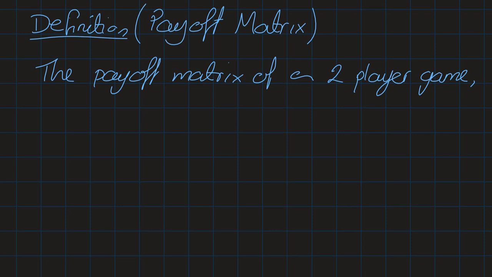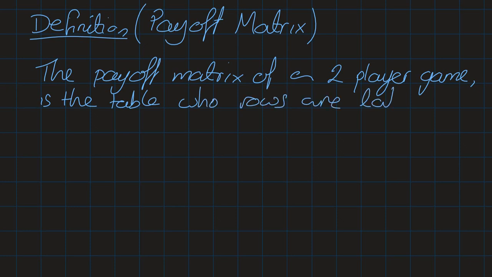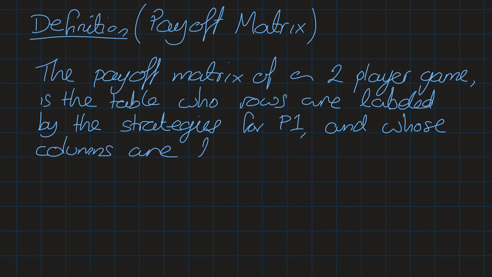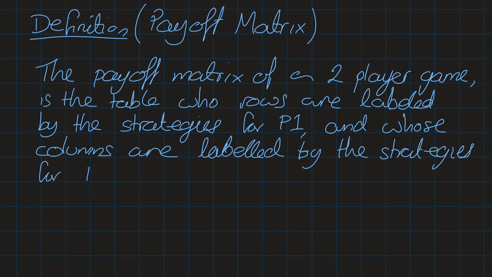So the payoff matrix for a two-player game is the table whose rows are labelled by the strategies for player 1 and whose columns are labelled by the strategies for player 2. Okay, and whose entries are the corresponding payoffs.